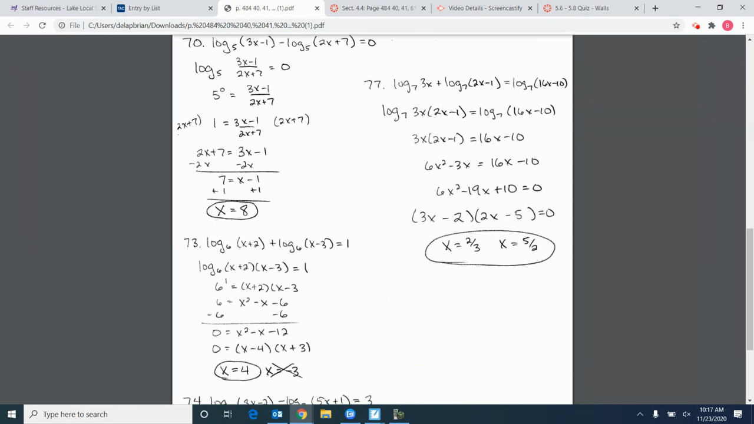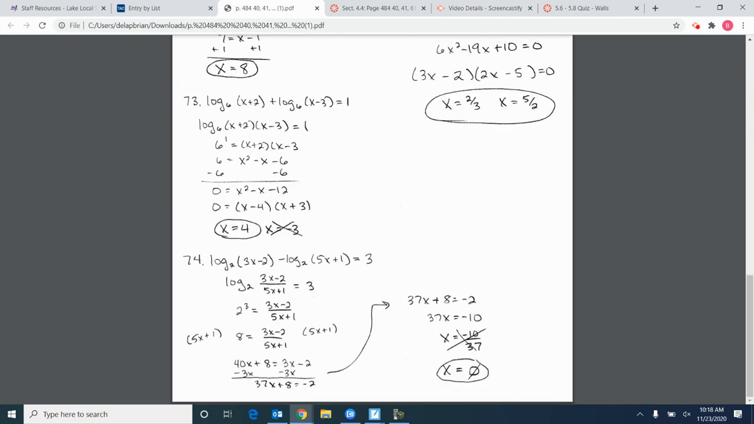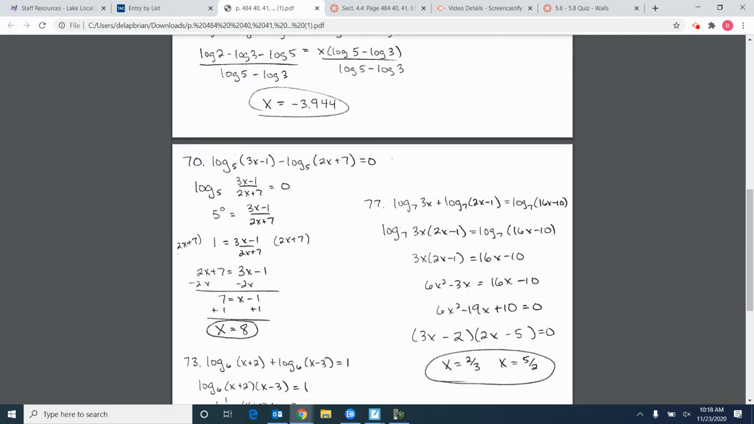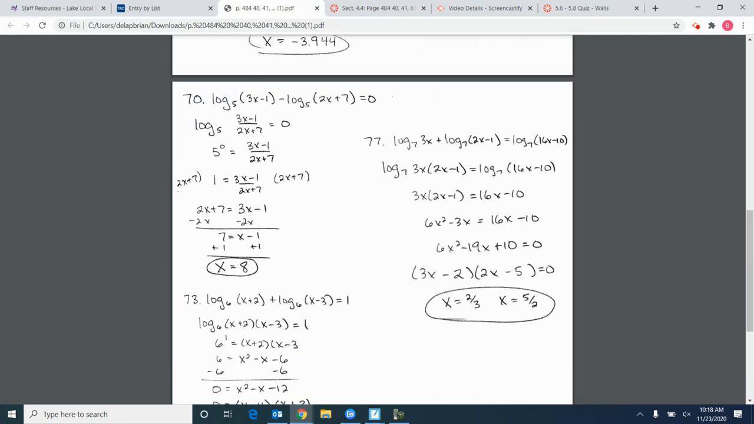73, you get 2 answers, but one of them doesn't work. So you got to throw that out. And 74, you get an answer. I need to see negative 10 over 37, but you also have to tell me that doesn't work. Were you able to find it yet? Okay. And then the last one was actually the one from class. So we already did that one.